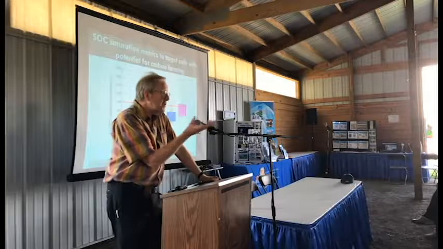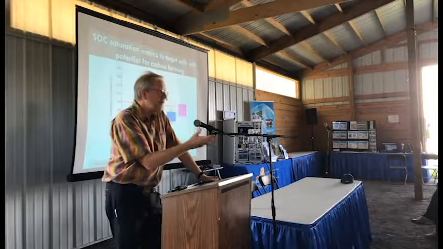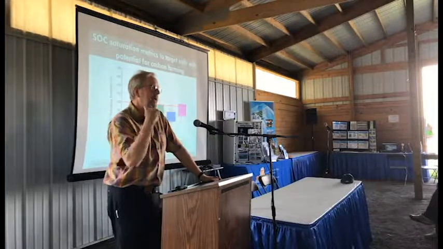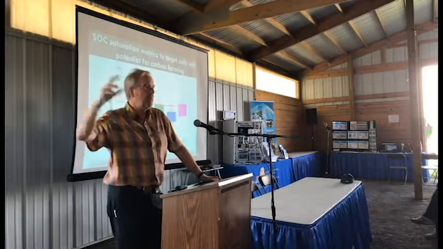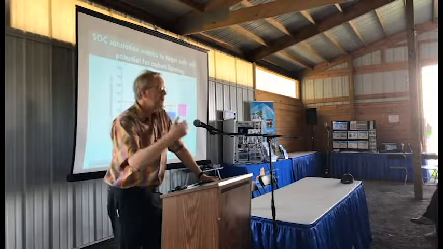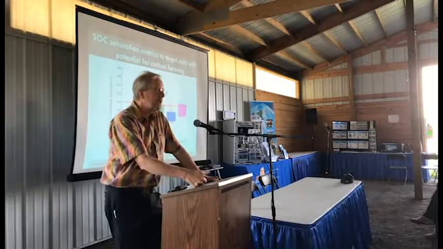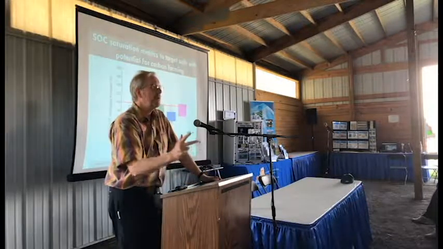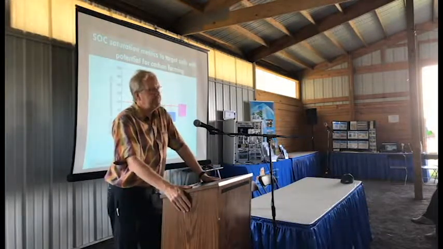So in a cash grain operation, you naturally are fighting against a system that exports most carbon and nutrients. So it's even more important to reduce tillage, to bring in cover crops, to find sources of manure or compost, because it's more beneficial there.